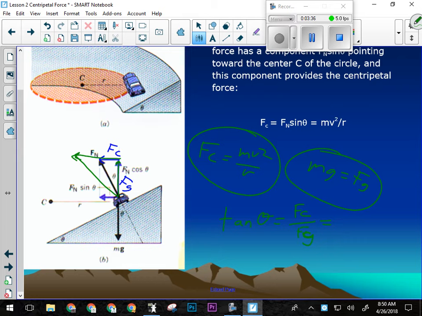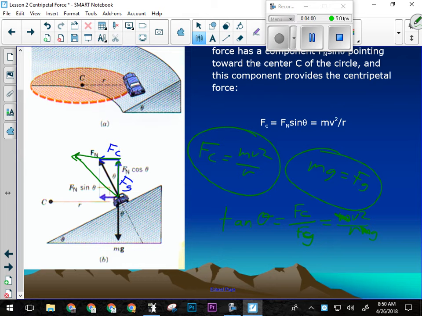So if I plug in mv squared over r, and then I'm dividing that by the force of gravity, essentially that just goes down here. So I've got mv squared over r divided by m times g. I've got an m on the top and the bottom. What happens to it? It cancels.